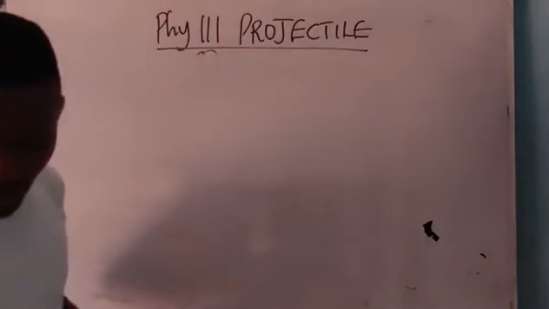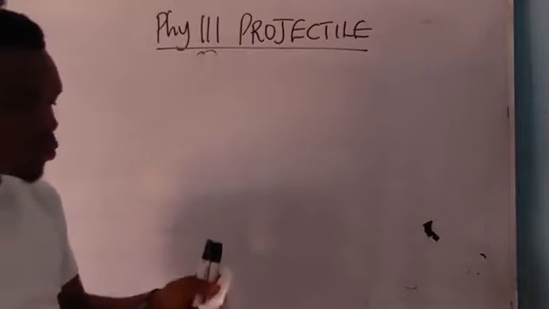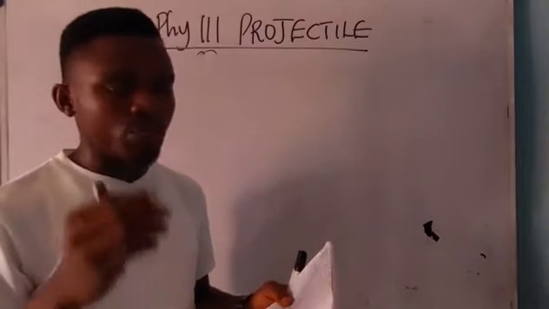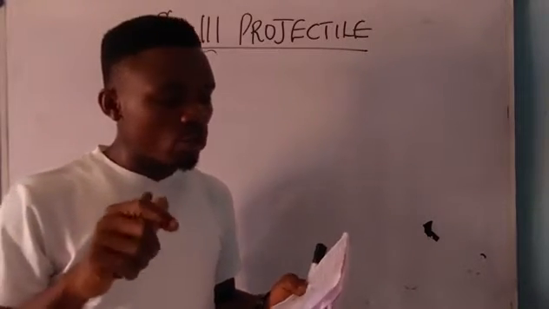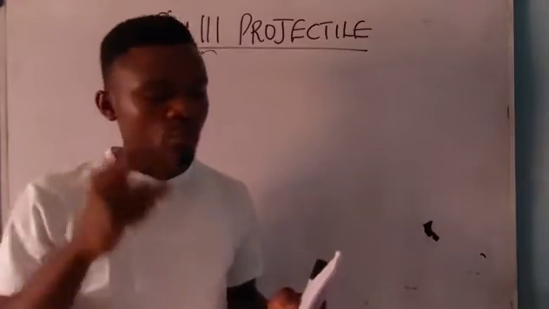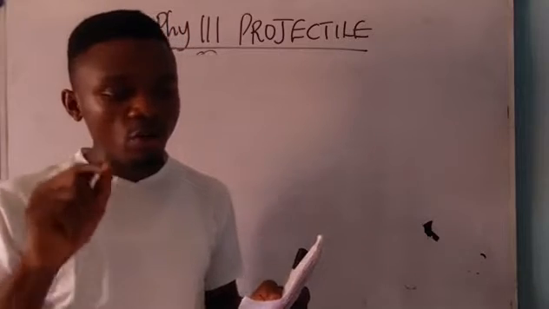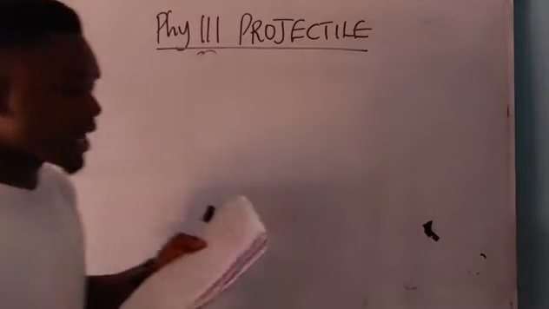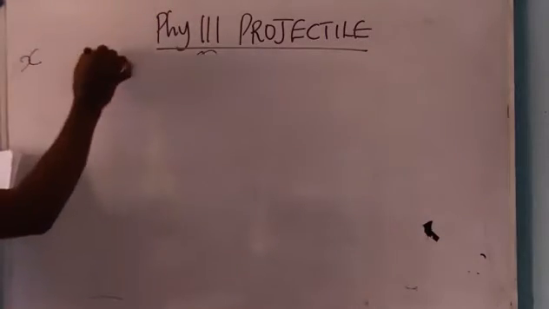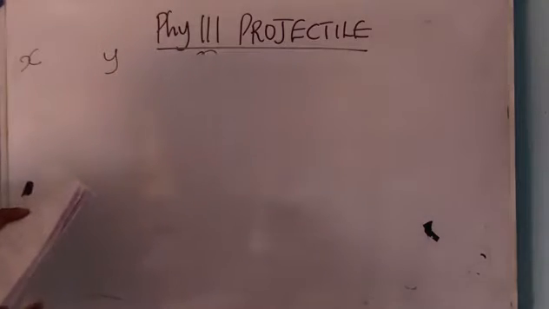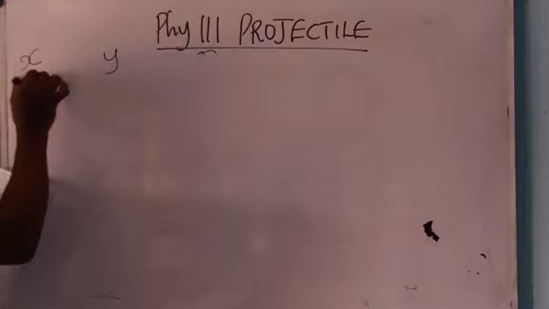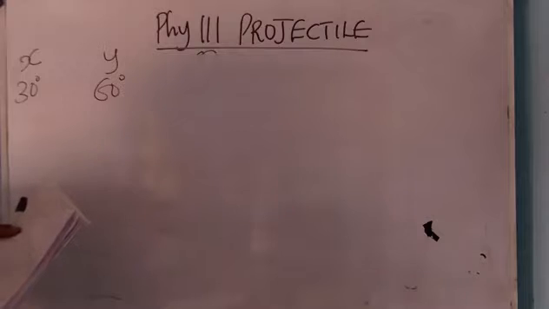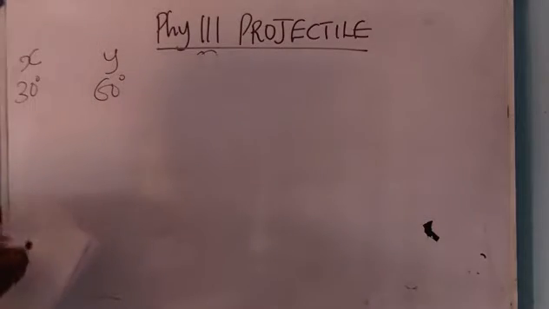Okay, now the first one says, two bodies X and Y are projected on the horizontal plane with same initial speed, but an angle of 30 degrees and 60 degrees respectively. The ratio of X to Y is what? The ratio of X to Y.